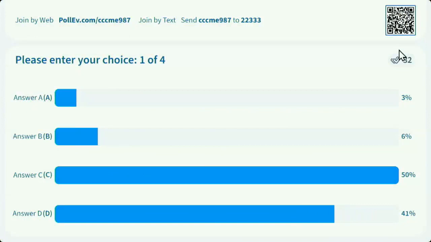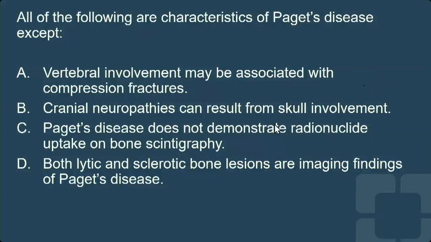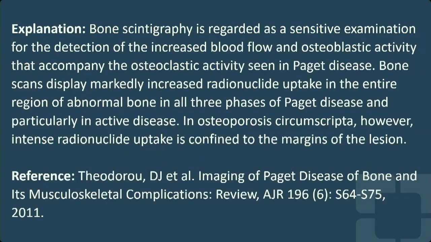Okay, so it looks like it's close between answer C and answer D. So actually, both lytic and sclerotic bone lesions are imaging findings of Paget's disease, so that is correct. Paget's disease does take up radiotracer on bone scintigraphy, and it's actually a way for us to tell if it's Paget's disease because we can see it on a bone scan. So bone scan is sensitive for the detection of the increased blood flow and osteoblastic activity that accompanies the osteoclastic activity seen in Paget's disease.